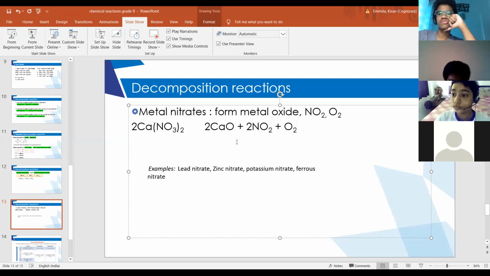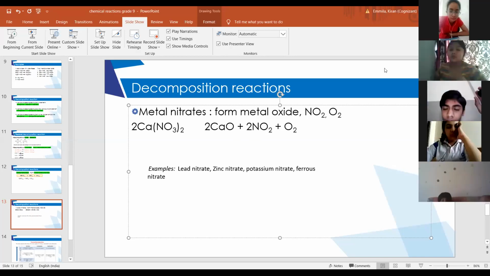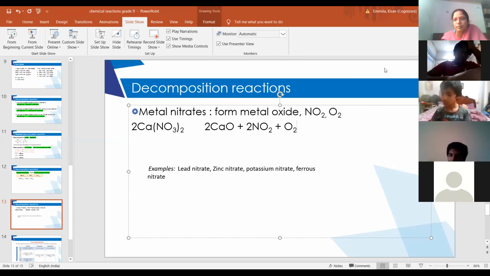Now see the reaction. Is it balanced? Yes, ma'am. Rohan, is it balanced? No, ma'am. Why is it not balanced? Ma'am, there are 4 nitrogens. Oh, only 1. Yes, 4 nitrogens are there. Ma'am, 2 nitrogens here, yes, two, and 2, 4.